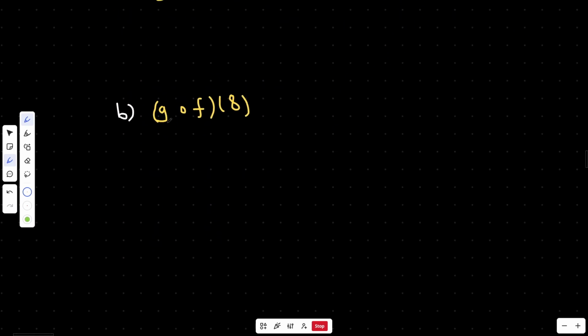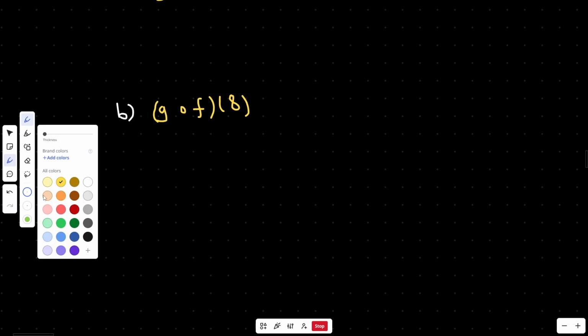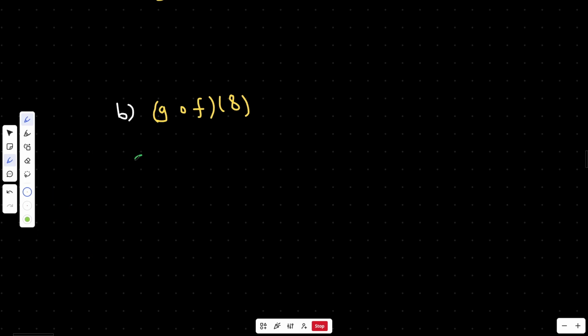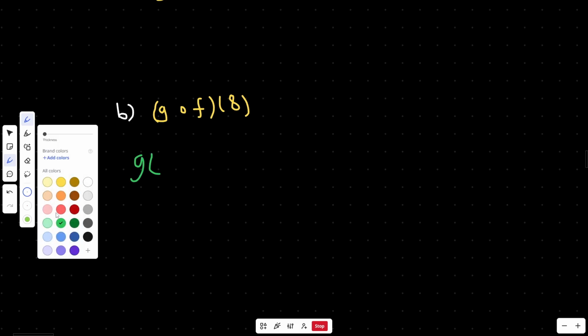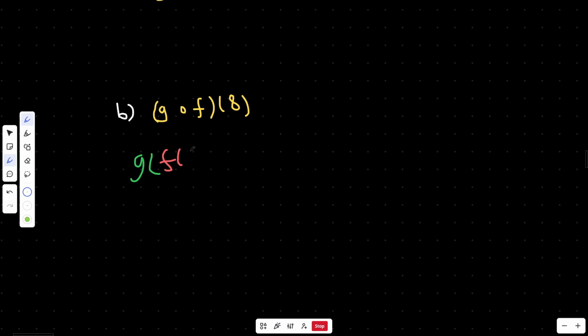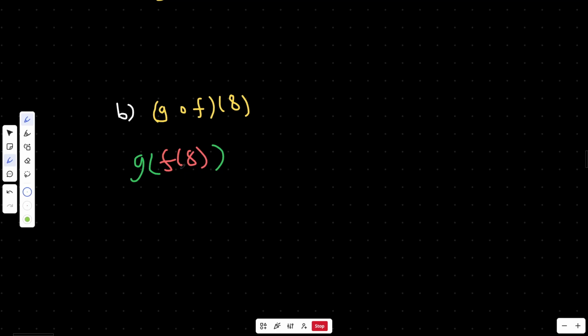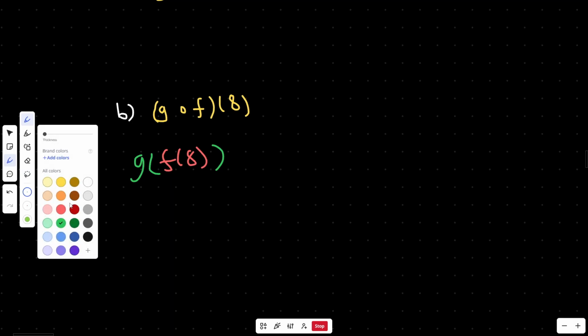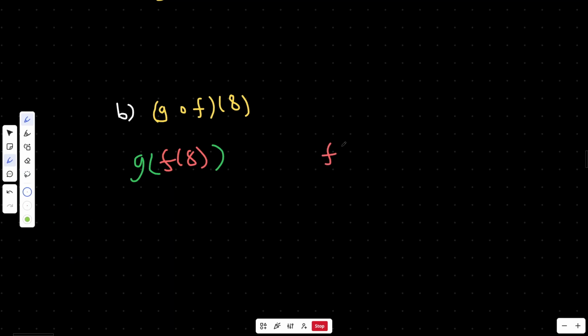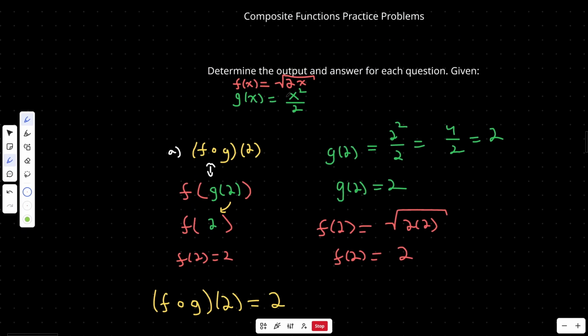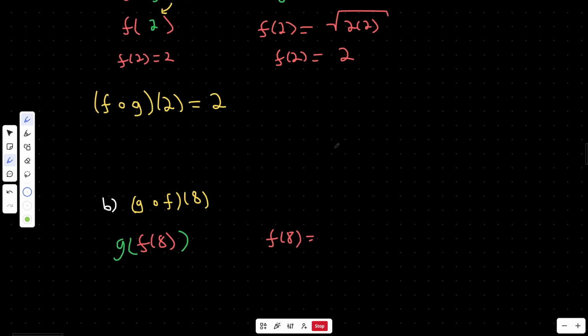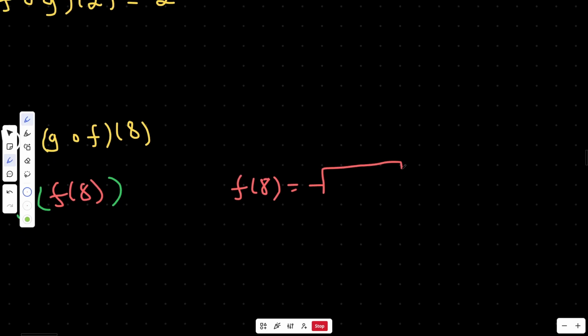It asks g of f of 8. Again, I'm going to write this in plainer terms: g of f of 8. That's more readable. We have to first figure out f of 8. What is our function f of x again? It looks like it is the square root of 2 times x. So it's the square root of 2 times 8 in this case.